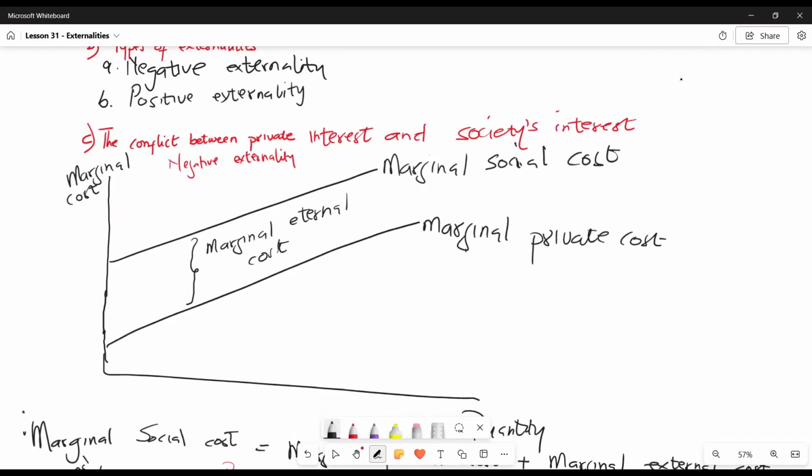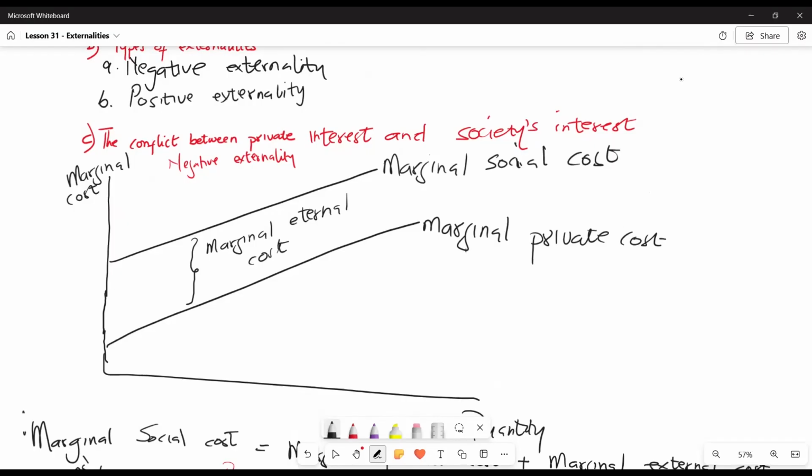Society's interest includes all costs and benefits, whether they accrue to you or to others. The simplest way of saying this is, from society's perspective, the cost of producing a good or the benefit of consuming or producing a good is not just the cost to the producer or to the individual. It's also how that activity affects other people. So the cost to a third party or the benefit to a third party. Society considers all of that when they talk about optimal production or consumption of a good.